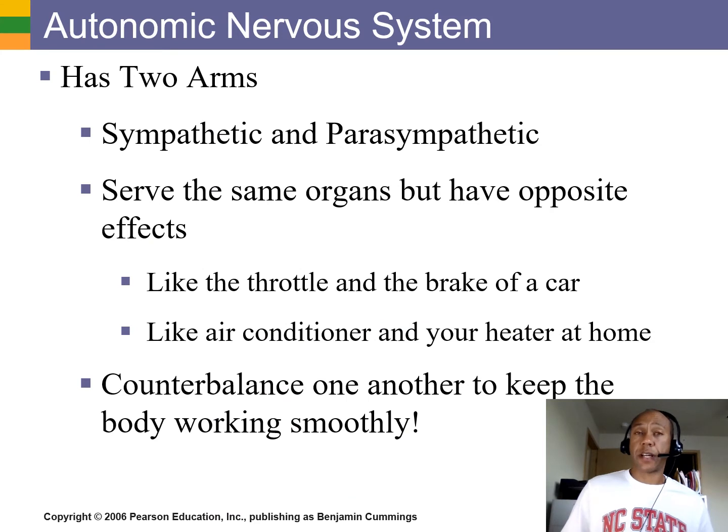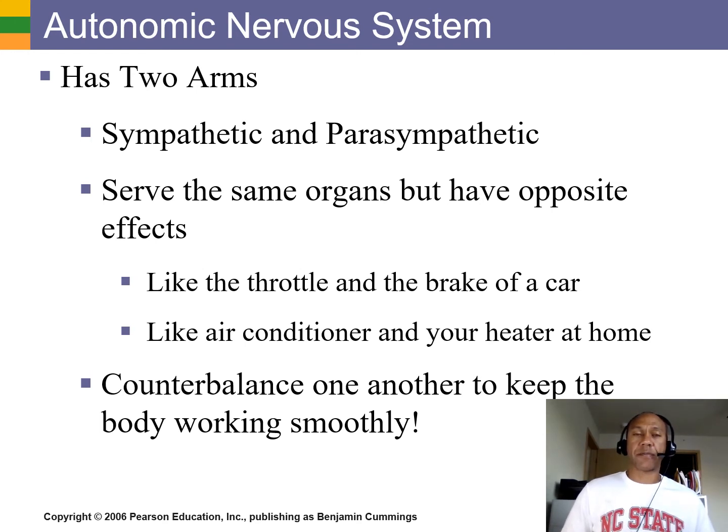Now that we have addressed the differences between the autonomic and the somatic nervous system, let's specifically focus on the autonomic nervous system and its two arms or divisions, the sympathetic and the parasympathetic divisions. Now I want you to think of the sympathetic and the parasympathetic as serving the same organs but having opposite effects.